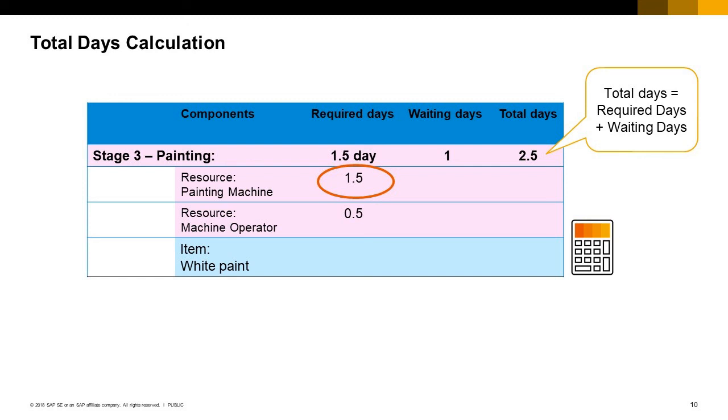We also learned about the waiting days field in the bill of materials training. This is a manually added value that reflects waiting times between stages. For the cabinet, after the painting stage is done, 1 waiting day is needed for the paint to dry. These waiting days are added to the required days and sum up to the total days value of 2.5.